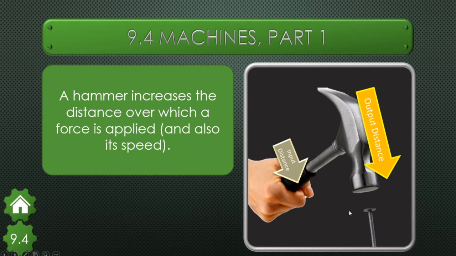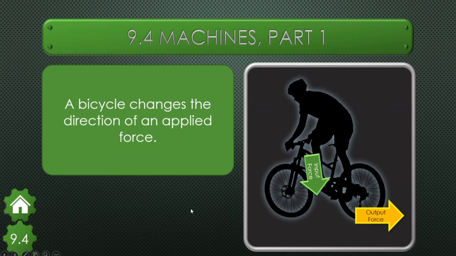A hammer increases the amount of distance traveled by the head of the hammer when you move the handle a very small distance. So basically it causes the head to be moving at a faster speed so that when it hits the nail, it exerts a large force that drives the nail down into the piece of wood or whatever it is you're trying to hammer into. And a bicycle, well, changes not only the size of the force, but also the direction. You push down on the pedals, and the tires of the bicycle push back against the pavement, which, by Newton's third law, means the pavement pushes forward against you and causes the bicycle to move forward.